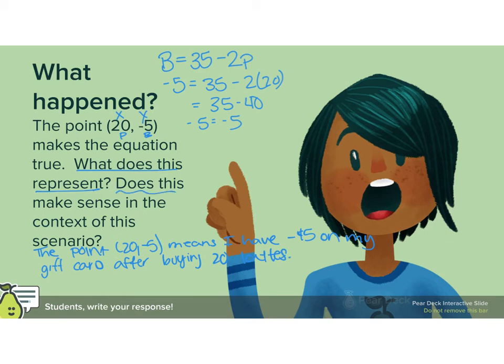But does this make sense? No. This does not make sense. You cannot go into Starbucks with $0 on your gift card and keep buying drinks, right? So even though mathematically this would be true, this wouldn't actually be able to happen in the real world, because once you get to 0 on your gift card, that's it. So does this make sense? No. This does not make sense, because you can't have a negative balance on a gift card. And that's pretty much it.